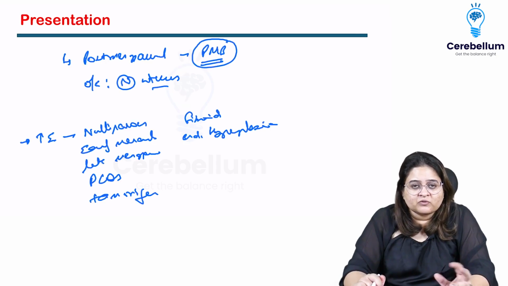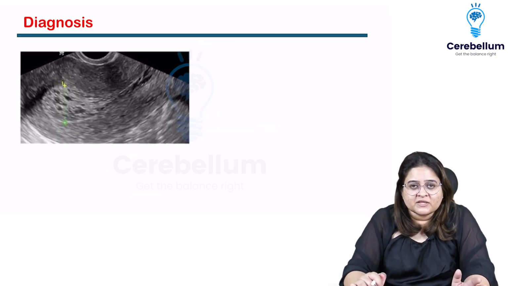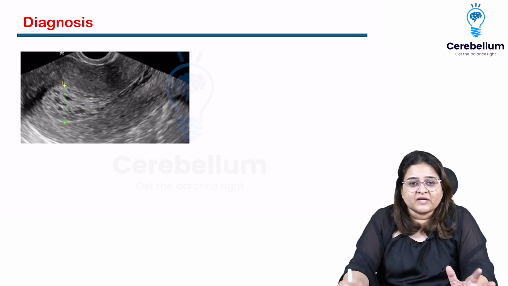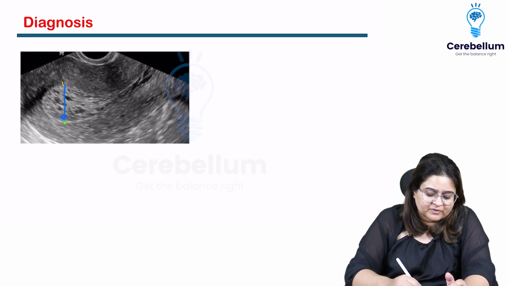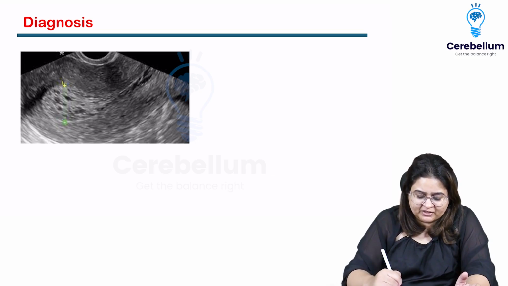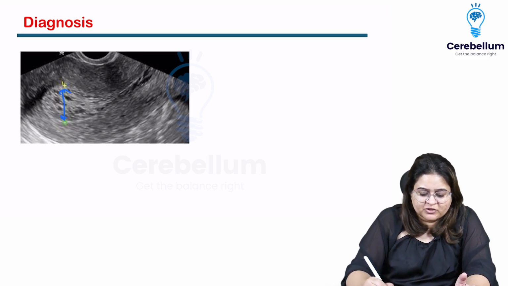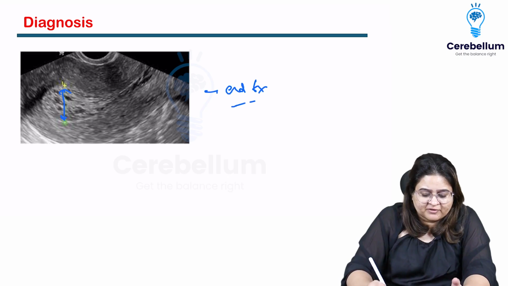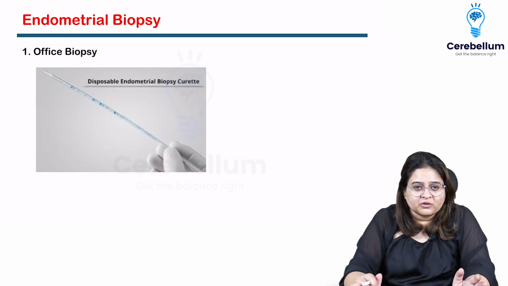So, when you have a woman who comes with postmenopausal bleeding and a normal size uterus on examination, when you do the scan, you find a thickened endometrium, like we discussed in endometrial hyperplasia, right? And if you find this thick endometrium, what will you do? You're going to advise her an endometrial biopsy, preferably a hysteroscopic guided endometrial biopsy.